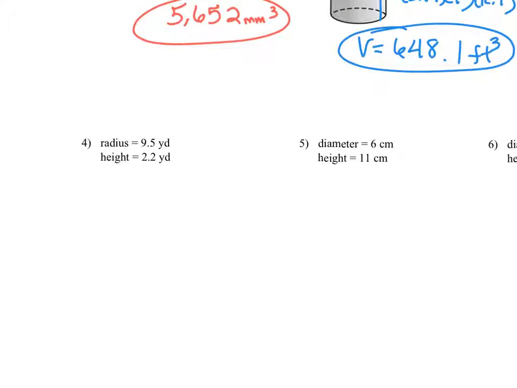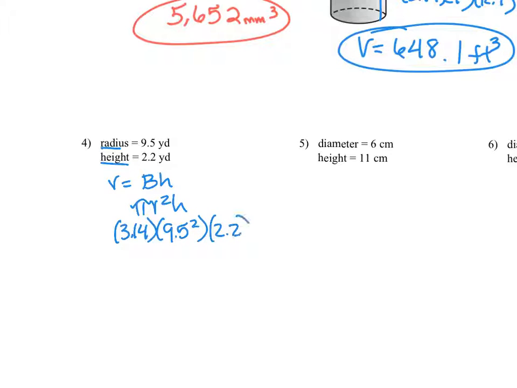Number 4. So radius 9.5, height 2.2. So I already have what I need. They didn't give me my diameter or anything like that. So pi r squared times height. So 3.14 for pi. My radius was 9.5, and I need to square it. And my height was 2.2. So 3.14 times 9.5 squared times 2.2. And you get 623.447. So I'm going to round that to 623.4 yards cubed.